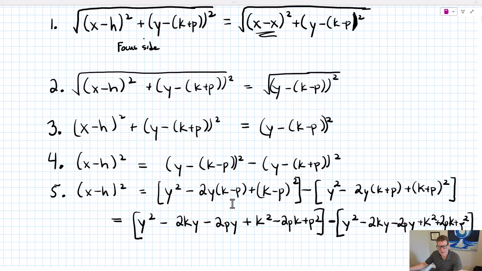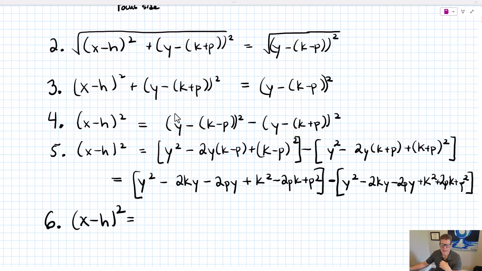Then I'm going to go in, and I'm actually going to expand these out first by squaring y minus k minus p squared, right? And y minus k plus p squared. And so that's what this first row is right here. And then expanding out the 2y times k minus p, the k minus p squared, the 2y times k plus p, and the k plus p squared, so that I can actually go in and reduce down some of the algebra here. With that done, now I'm going to just subtract out the parts that are the same.